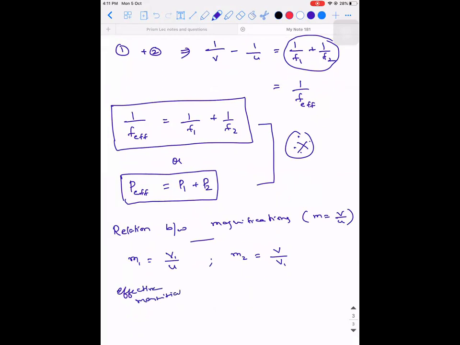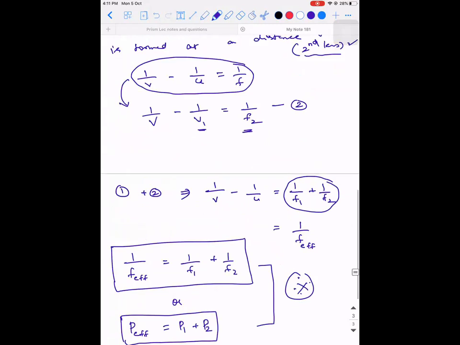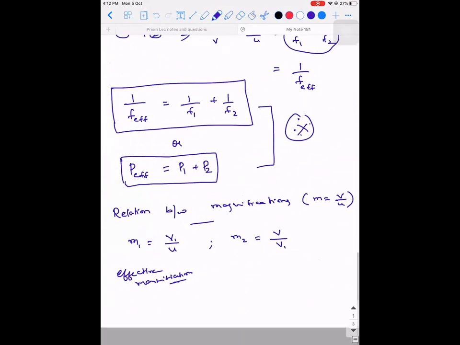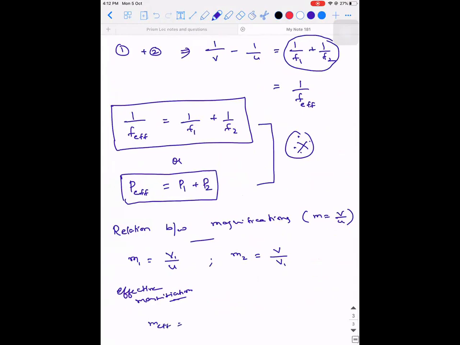When I say effective magnification, if I want the object to be placed here and the image distance is still supposed to be V, the meaning of effective is that instead of using two different lenses, we replace them with one effective lens. So what will be the effective magnification? M effective will be equal to the image distance of that lens divided by the object distance, V divided by U. Accepted?